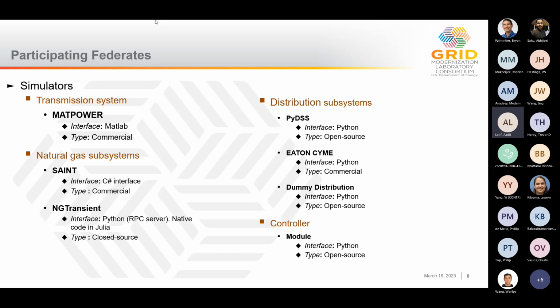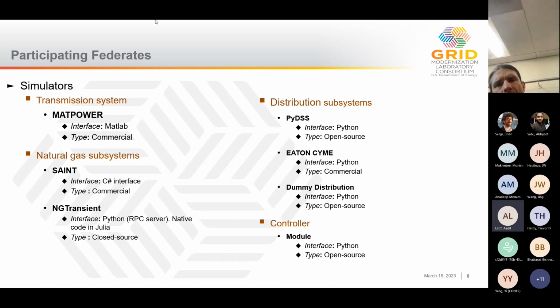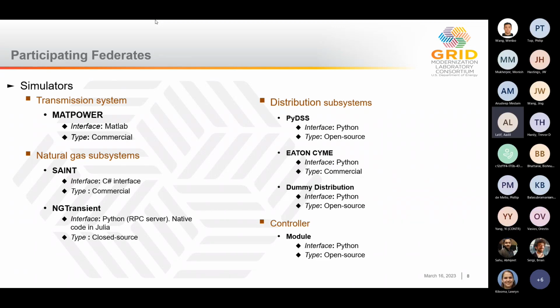which is a commercial tool. We're using the Helix bindings for MATLAB there. For natural gas, we've got Saint, which implements a C# interface for Helix, and it is a commercial tool, so you require a license for it. And the second subsystem for the natural gas that we're modeling, we're using NG Transient. It is natively written in Julia, but it interfaces with Helix using an RPC server implemented in Python. And then this is closed source.